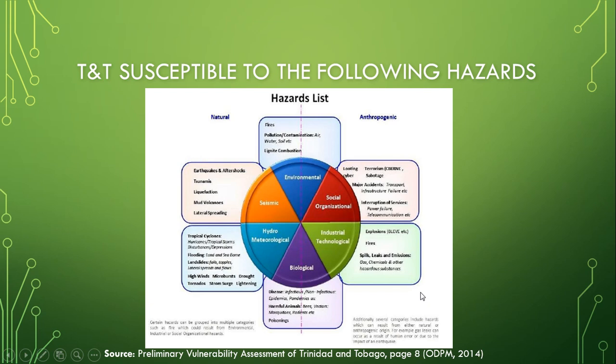Also mentioned here is the possibility or the increased vulnerability of Trinidad and Tobago, in particular Trinidad, to industrial and technical hazards, such as fires and explosions, leaks, spills, etc. And this is because of the heavy reliance of Trinidad and Tobago on industry in our economy and our development. So it's important for us to understand the various types of hazards that our nation is vulnerable to.